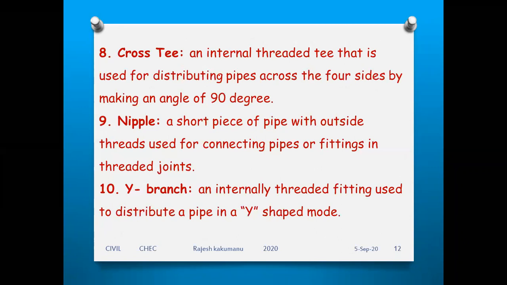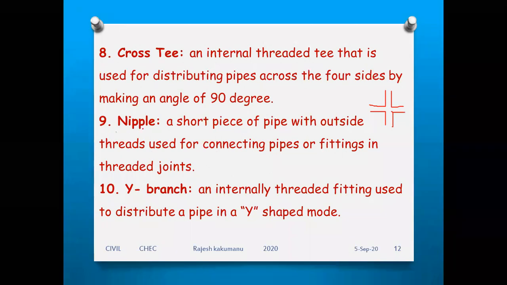Next one, cross T. An internally threaded T that is used for distributing pipe across four sides, making an angle of 90 degrees, so it may be like this, right? At the 90 degrees junction, if any pipes are there, we are having four pipes. This is nothing but a cross T fitting.